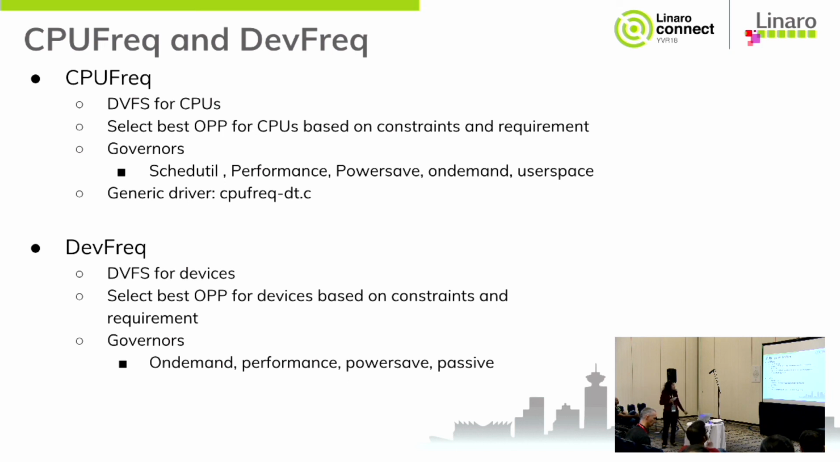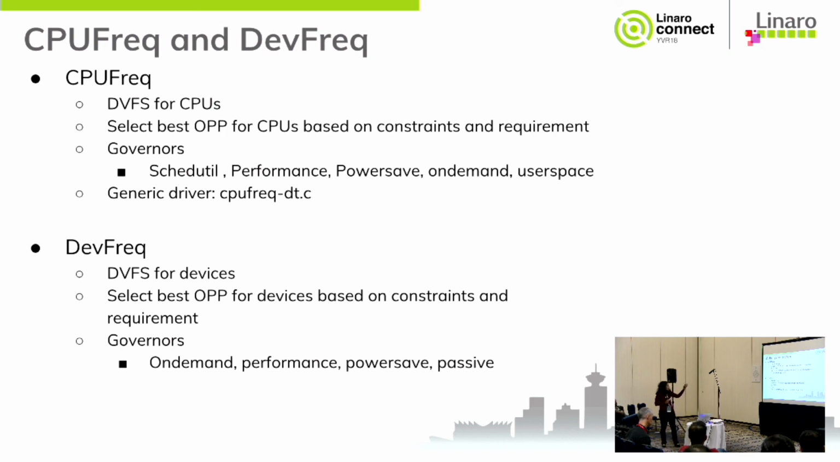CPUFreq is the framework that caters to DVFS for CPUs. The idea is to select the best possible OPP for CPUs based on certain constraints and requirements, and the entity that provides these constraints and requirements is known as governors in the Linux kernel. Governors are pluggable. There are multiple governors in the system today. Anybody is free to write a governor and upstream it.